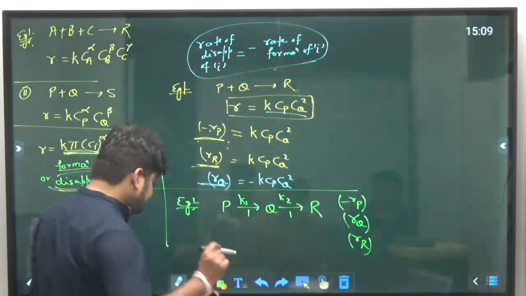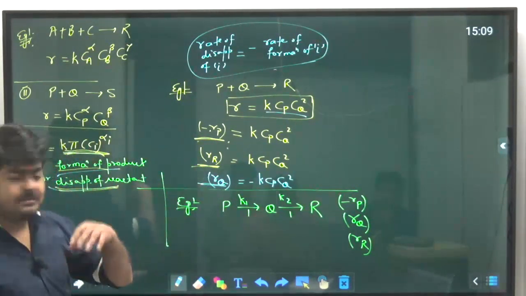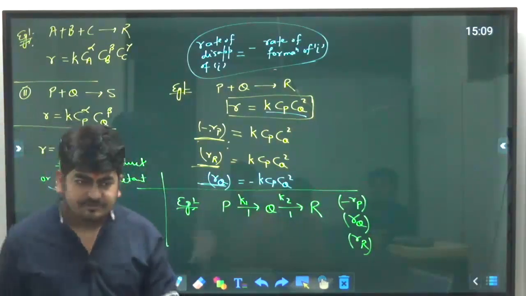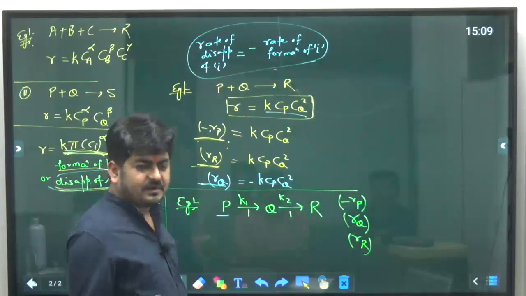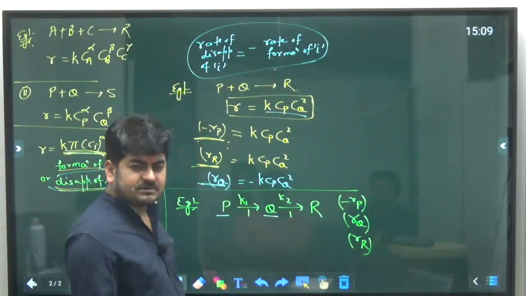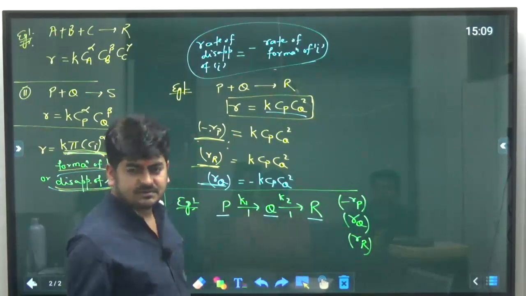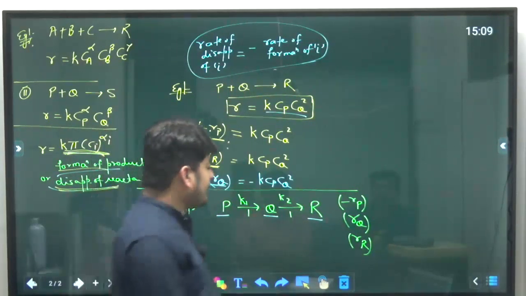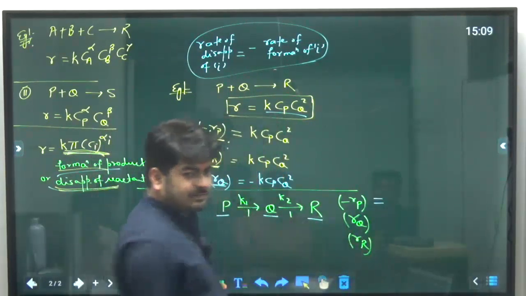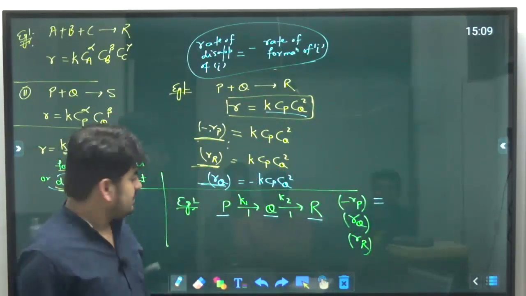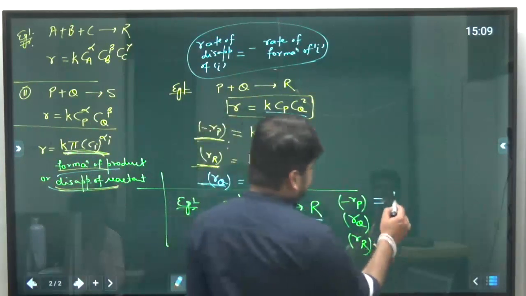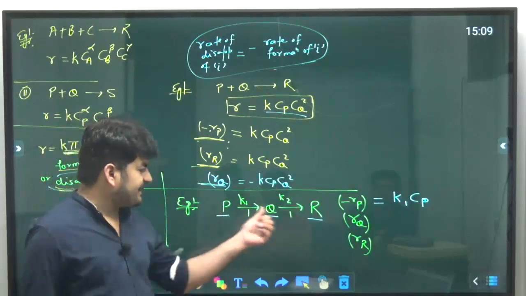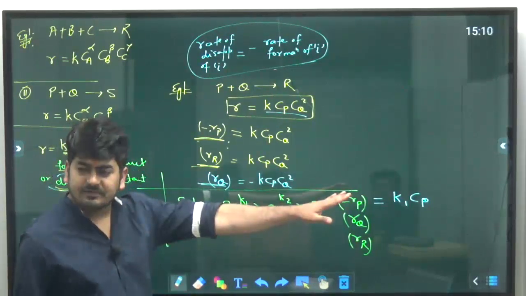See, it's very simple. Minus Rp. First thing is, in this reaction you should know what is the reactant and what is the product. P is the reactant, Q is the product, R is the product. Only P is the reactant, Q and R both are the products. I am talking about minus Rp, means disappearance of reactant. So it will be K1Cp, simple. And as P is participating only in one step, so only one term will be there.